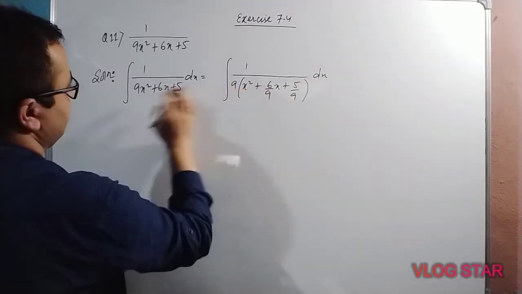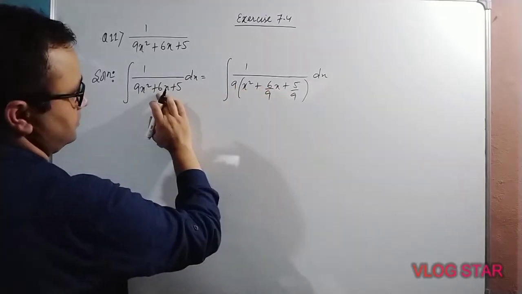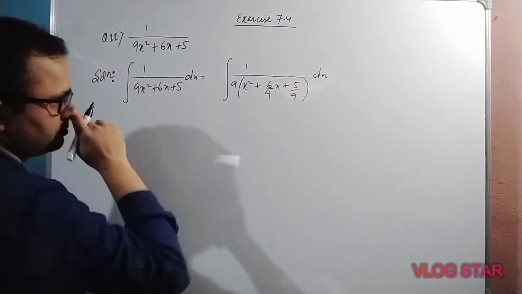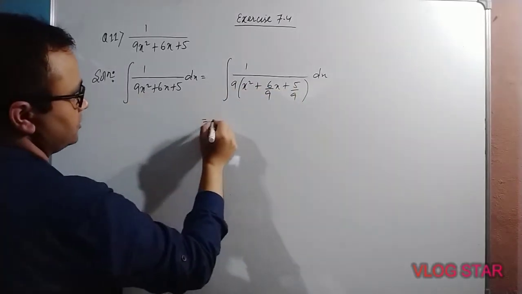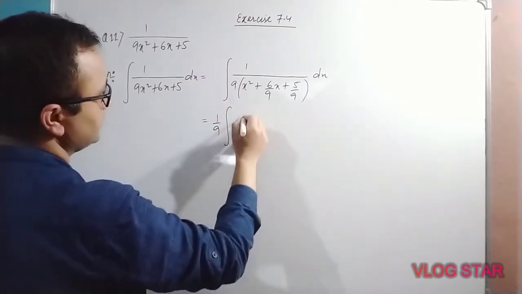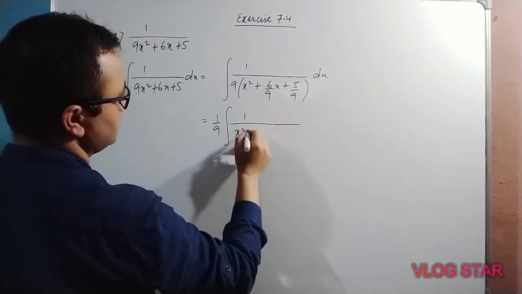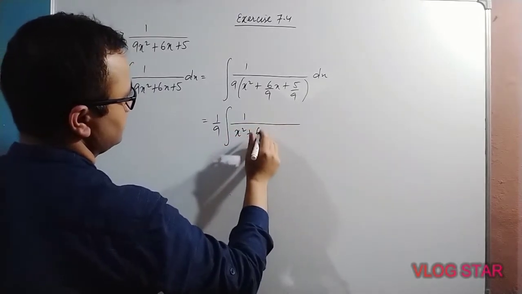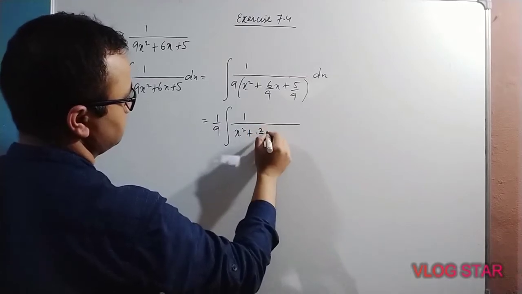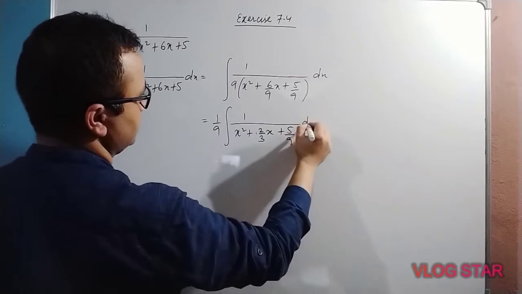9 into x square is 9x square. Here 9 into 6 by 9, the 9 cancels, I get 6x. So 9 into 5 by 9 is 5. Okay, now we can take 1 by 9 outside. Integration of 1 by x square plus 6 by 9 is 2 by 3 x plus 5 by 9 dx.